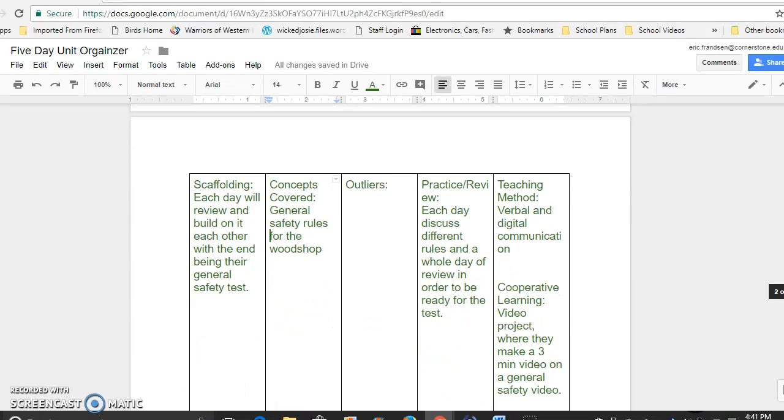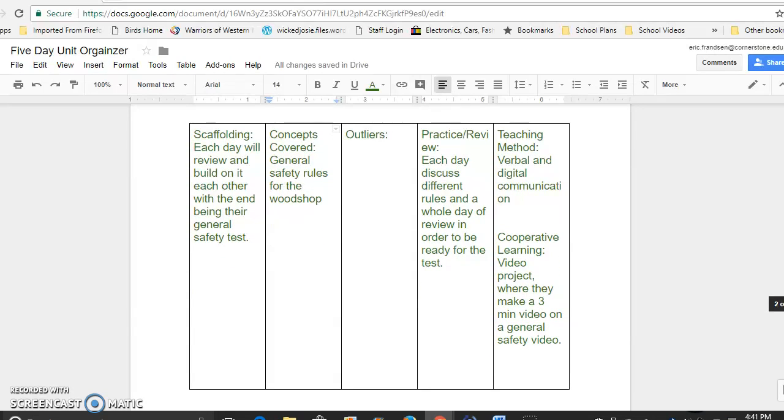Each day we build on things, so we're not going to cover everything in one day and then just say, okay, here you go. So this is all the concepts and just the general safety rules for us. Each day discusses new rules and a review of the previous ones. There's multiple ways I do this. I mostly am the old-fashioned way of standing up front. We talk about it, I have visual aids, and I go through and show things.